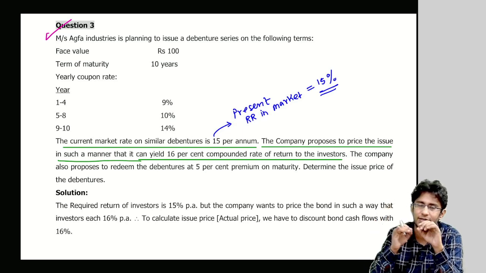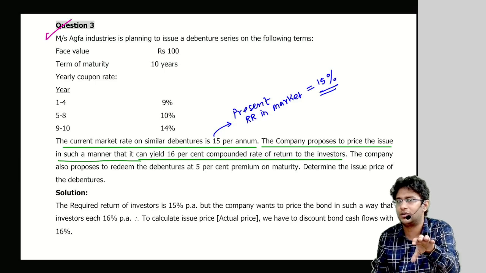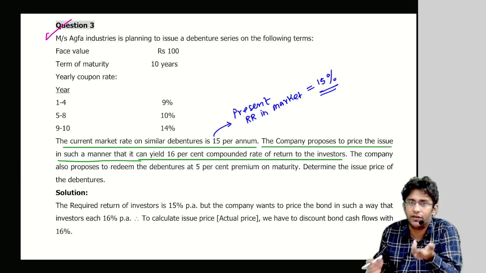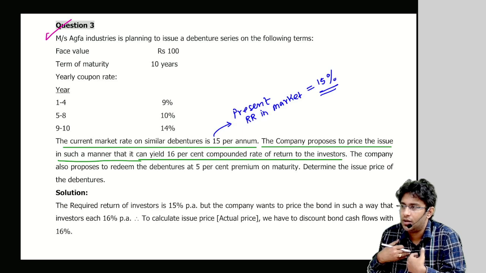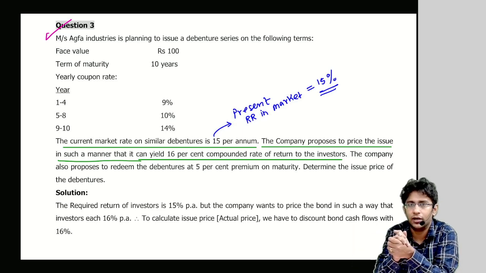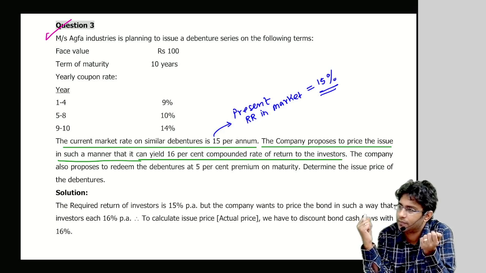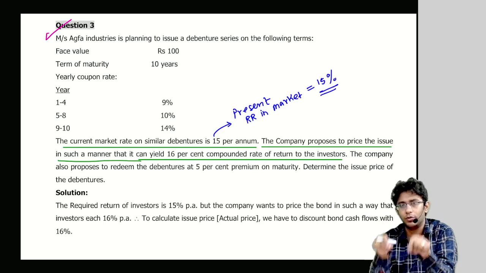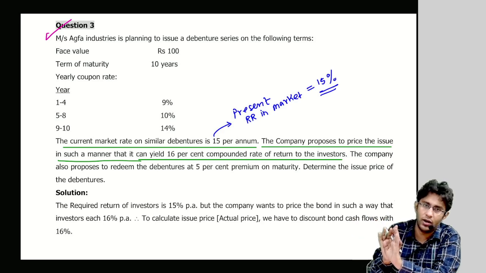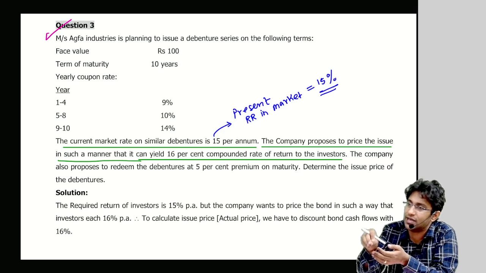Okay, sir, let us price the bond in such a way that they will get a 15% return. Who knows? 15 is my research. Ultimately, on the issue date, if the public expects more than that, still my issue will be a failure. I don't want to take the risk. I want to issue the bonds in such a way that whoever buys a bond will get a return of 16%.